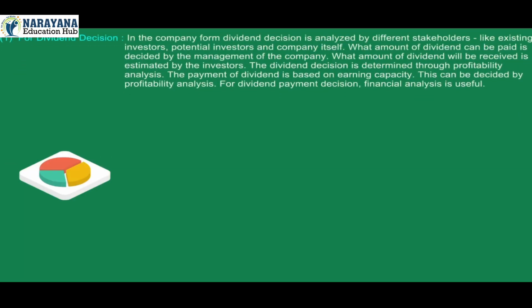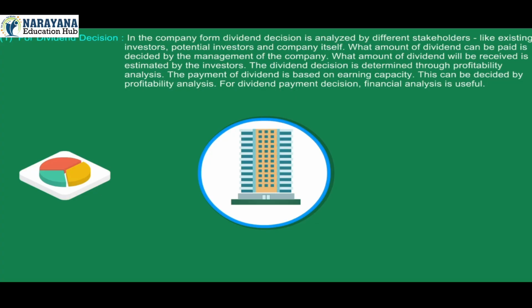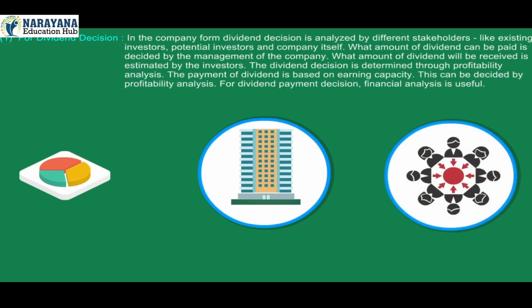1. For dividend decision. In the company form, dividend decision is analyzed by different stakeholders like existing investors, potential investors, and the company itself. What amount of dividend can be paid is decided by the management of the company. What amount of dividend will be received is estimated by the investors. The dividend decision is determined through profitability analysis. The payment of dividend is based on earning capacity. This can be decided by profitability analysis. For dividend payment decision, financial analysis is useful.